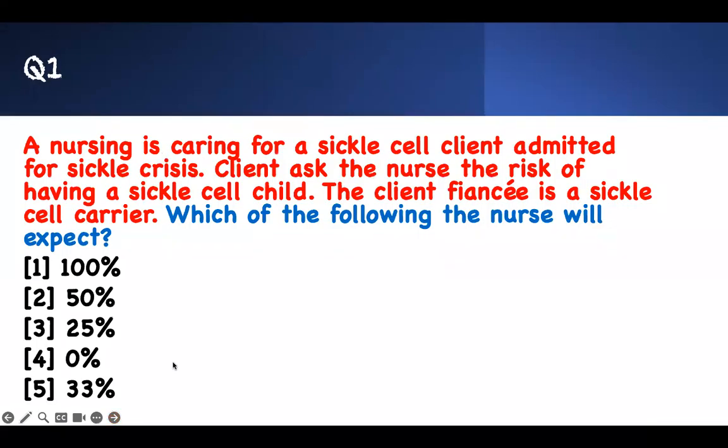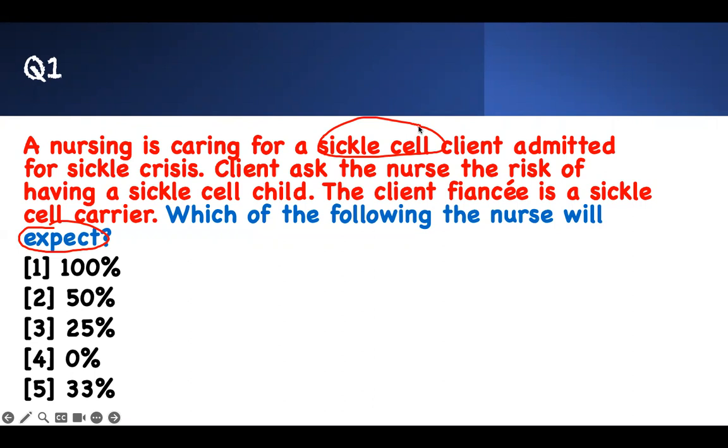First question, it's straightforward. It looks scary. Test-taking skills: start from the back. Which of the following will the nurse do? Will expect. So, unexpected finding. Then read the content underlying the passage, right? A nurse is caring for a sickle cell client, admitted for sickle cell crisis. Okay, what is the issue?